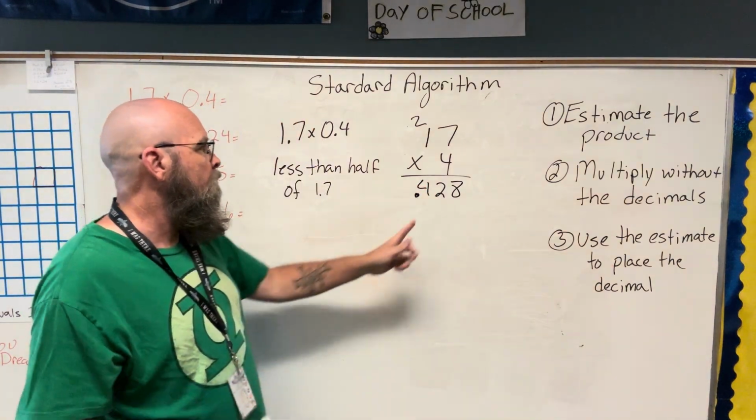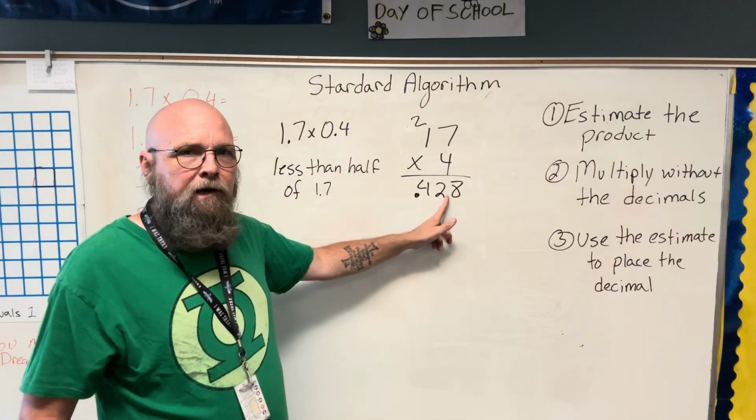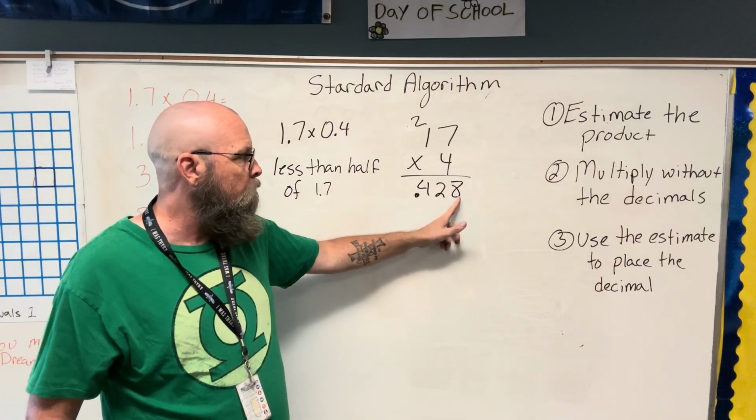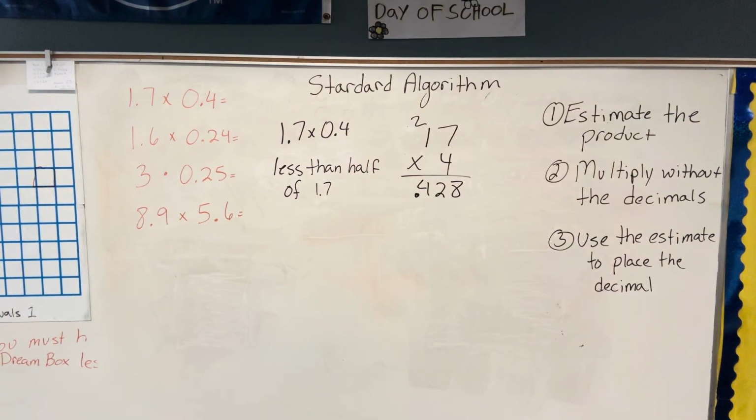Okay, if I put the decimal here, my answer is more than 4. If I put it here, my answer is more than 42. If I put it here, my answer is 428. So that's the only way I could possibly do it.